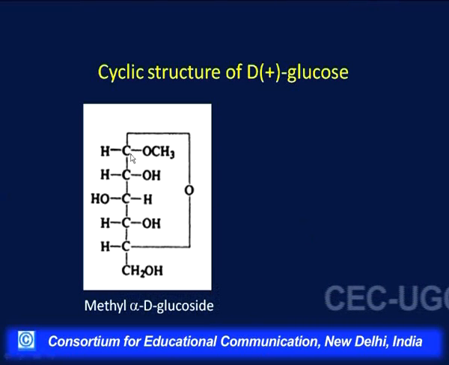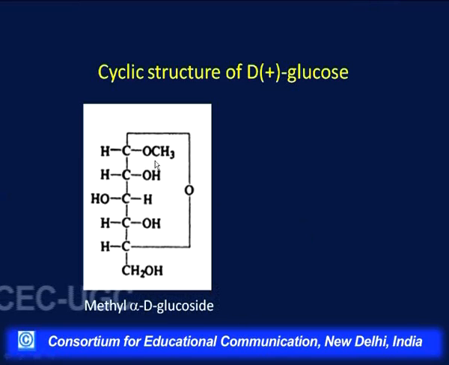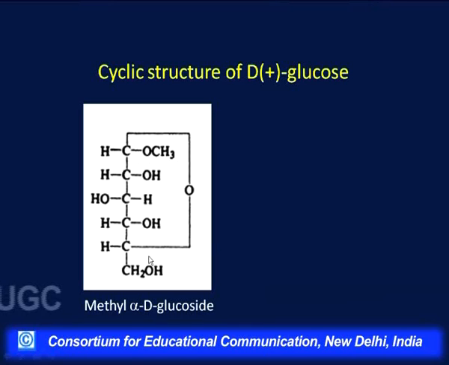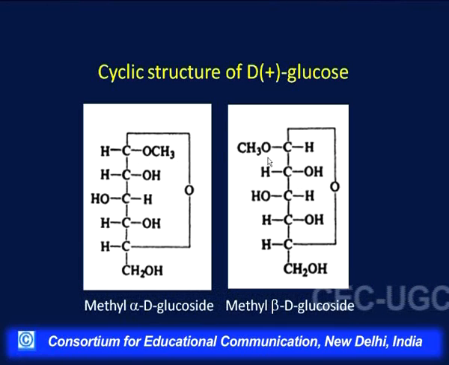So, when the hydroxyl is placed here on the right side, we call it the alpha form. So, in place of hydroxyl, if it is this acetal type of structure that is formed with methanol, we also name it as the alpha form. So, this is called methyl alpha D glucoside, and with the methoxyl on the left hand side, we will call it methyl beta D glucoside.